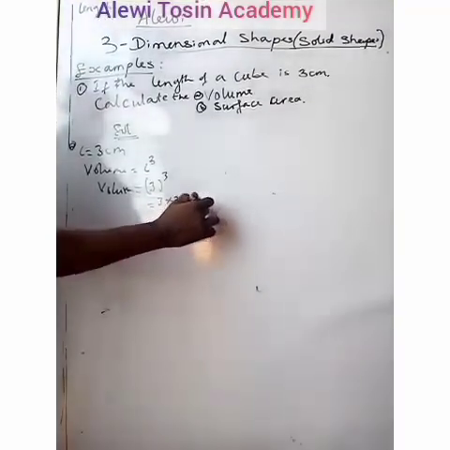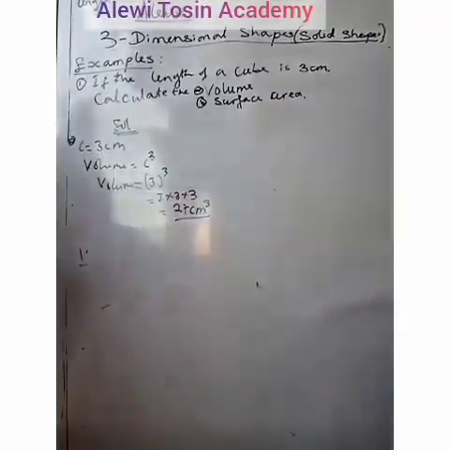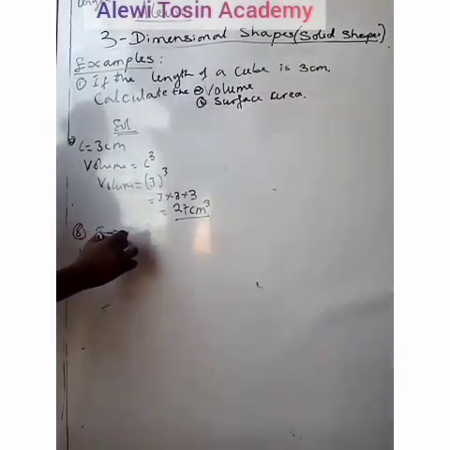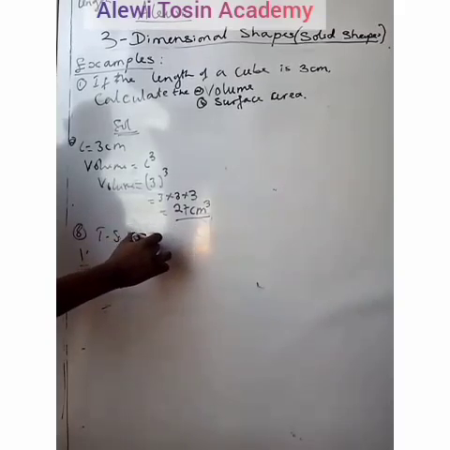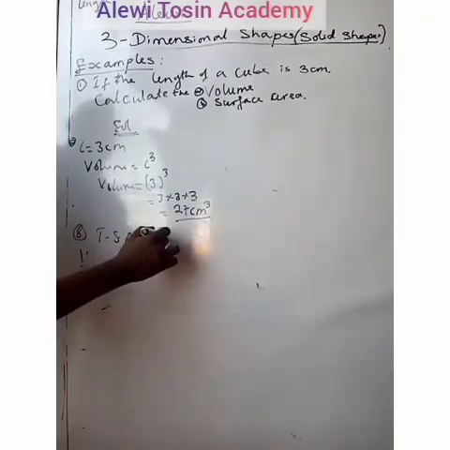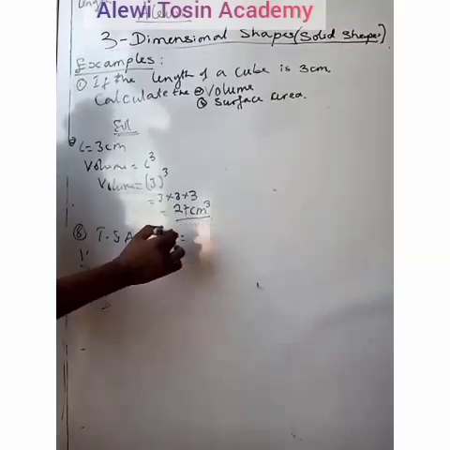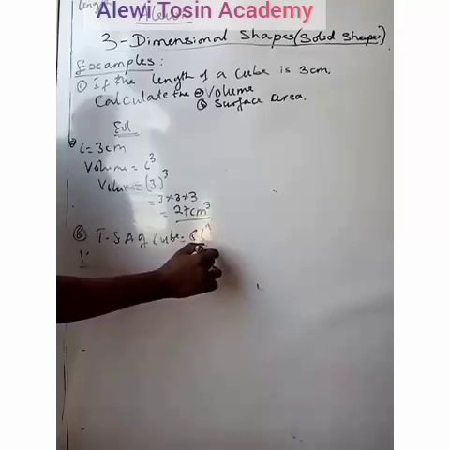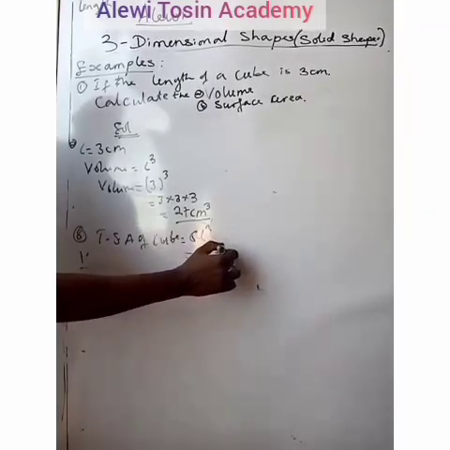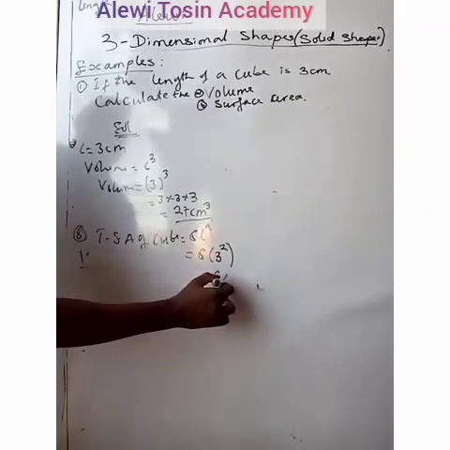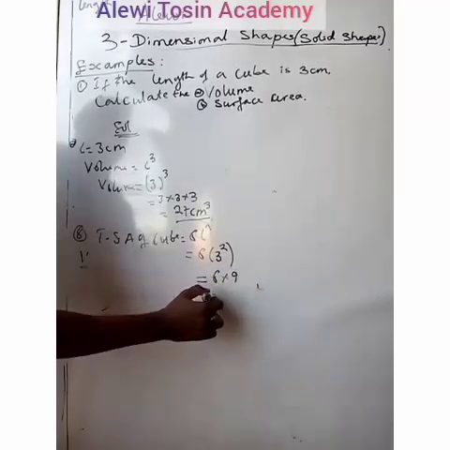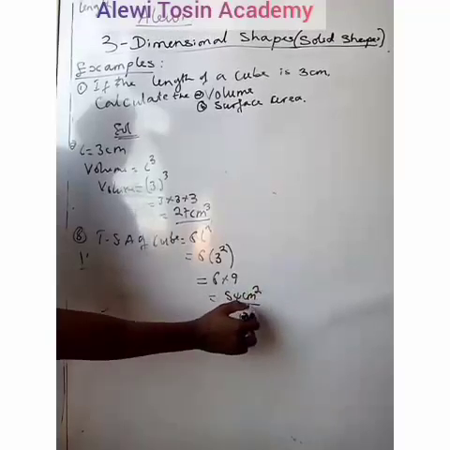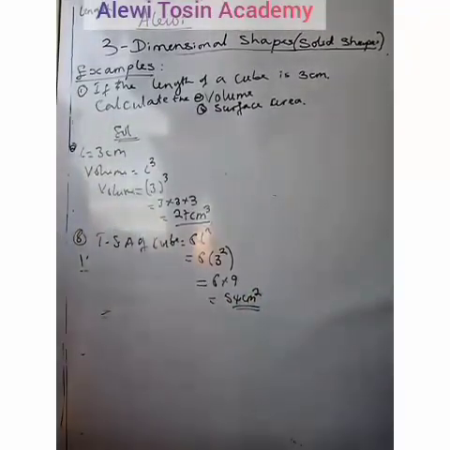27 centimeter cube. Second one, we have to find the total surface area, I call it TSA, of a cube. And that will be what? 6L squared. And that is 6 bracket 3 raised to power what? 2. That's 6. 3 raised to power 2 is what? Is 9. That's 54 centimeter squared. That is the first example.